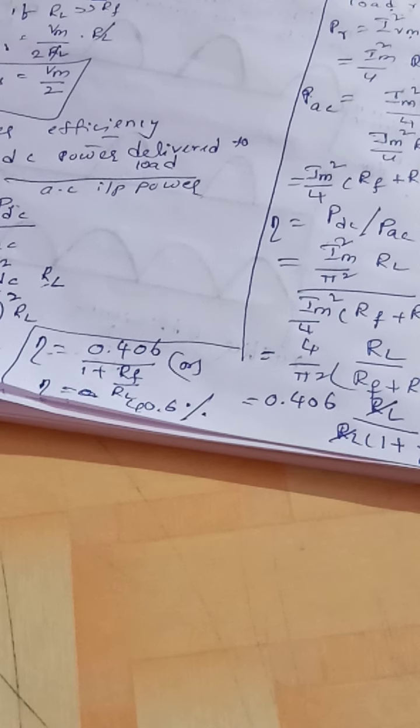Or in percentages we write efficiency as 40.6%. So it is clearly showing that out of 100% of AC applied, the half-wave rectifier is converting only 40.6% of applied AC into DC. The half-wave rectifier is converting only 40.6% of AC into DC. Now next, ripple factor.